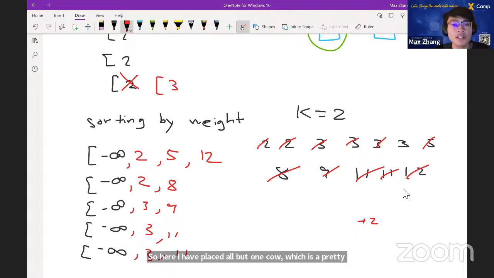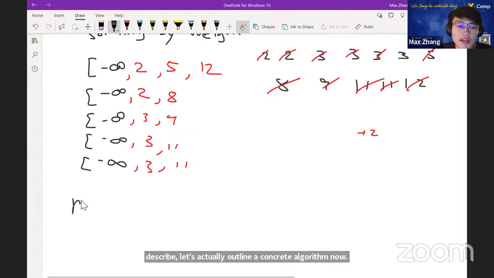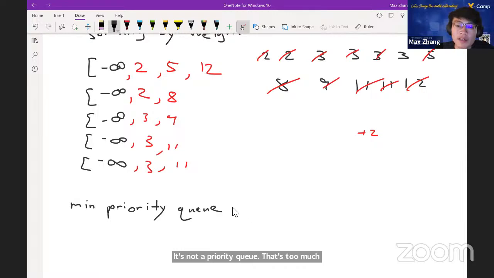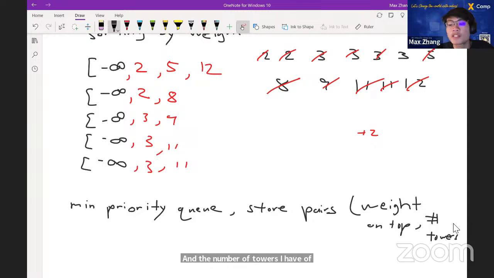So what exactly have I described here? Let's actually outline a concrete algorithm now. So here's the idea. I'm going to have a minimum priority queue, so a priority queue that brings the minimum to the top. And I don't want to have like 10 to the 9 different towers inside a priority queue. That's too much memory. I want to compress it. I'm going to store pairs representing the tower: the weight on top of the tower and the number of towers I have with this weight. So it's compressed form, basically.